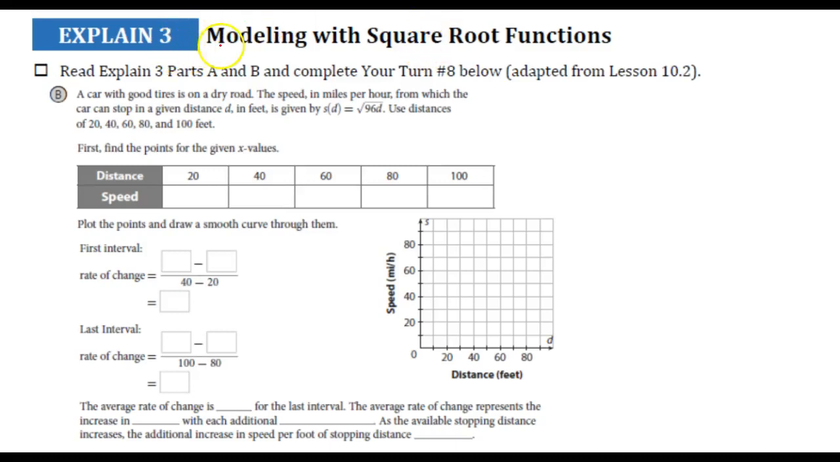Alright, welcome back for Explain 3 Modeling with Square Root Functions. We're still in lesson 10.2. Here it's asking us to read parts A and B and complete the Your Turn that's in your packet.